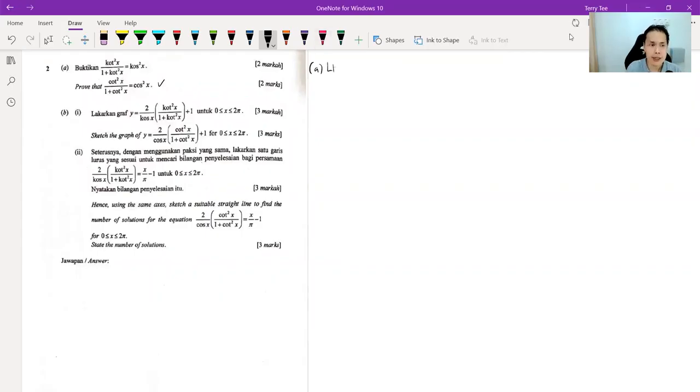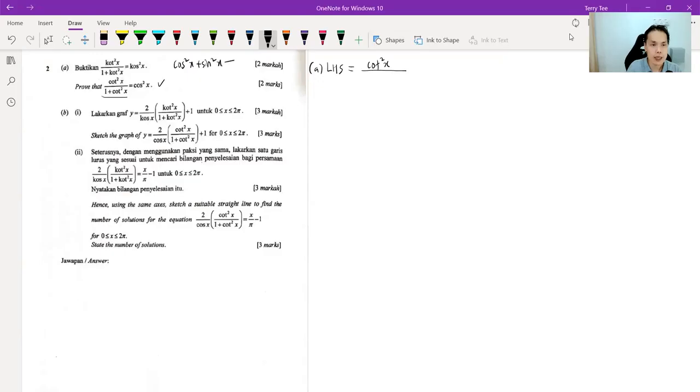I think we start from the left-hand side. Now, we always start from the side with more number of terms. In this case, it is your left-hand side. Now, your cotangent square, I can't do anything, so I'm going to write this down. Okay, the 1 plus cotangent square, we can use the basic identity. I hope you still remember that cos square plus sine square is 1.